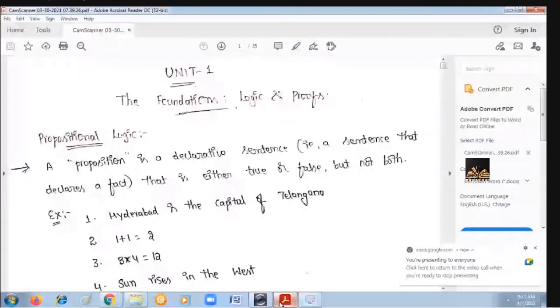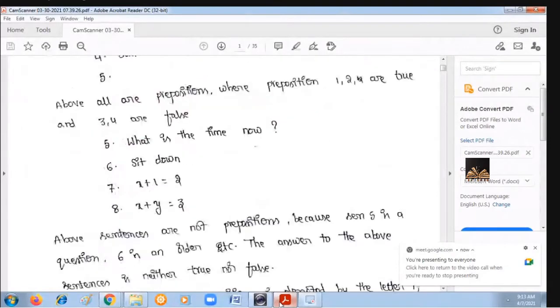So what is a proposition? A proposition is a statement which declares a fact, and that can be either true or false, right? So we have seen some examples of propositional statements.